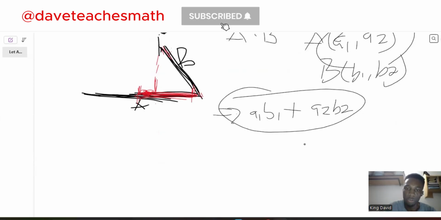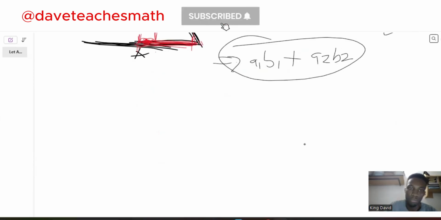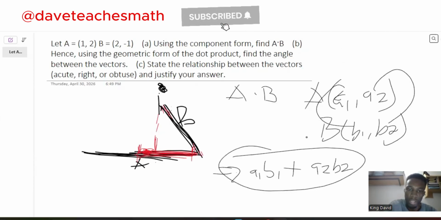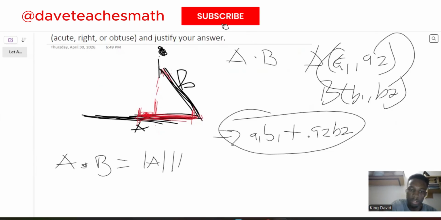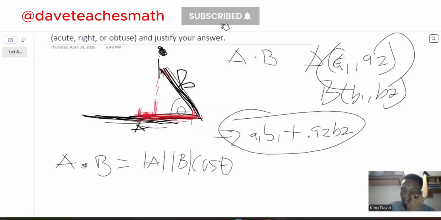Now in the geometric form, which is typically what we are seeing here, you are going to have A dot B is equal to the magnitude of A times the magnitude of B times cos theta, where theta is the angle between the two vectors or the two planes. So now let's get into the question.